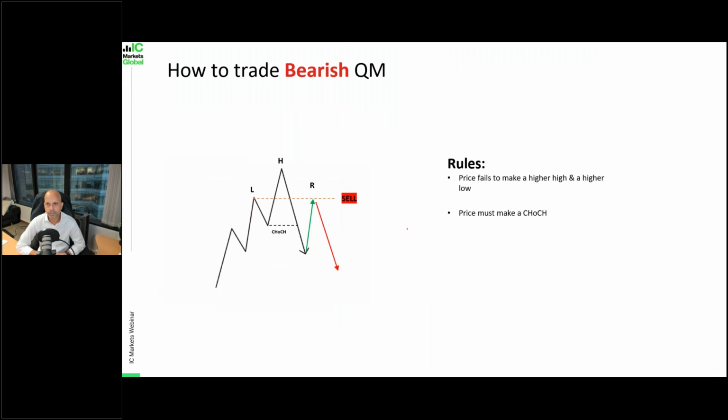Right? So similarly for the bearish pattern, price previously is in a strong uptrend. Price is making a series of higher highs and higher lows, right? So these are the higher highs here, and these are the higher lows.